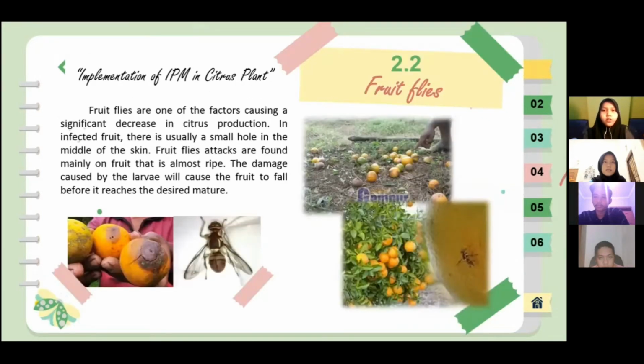Second pest is fruit flies. Fruit flies are one of the factors causing a significant decrease in citrus production. In infected fruit, there is usually a small hole in the middle of the skin. Fruit fly attacks are found mainly on fruit that is almost ripe. The damage caused by the larva will cause the fruit to fall before it reaches the desired maturity.